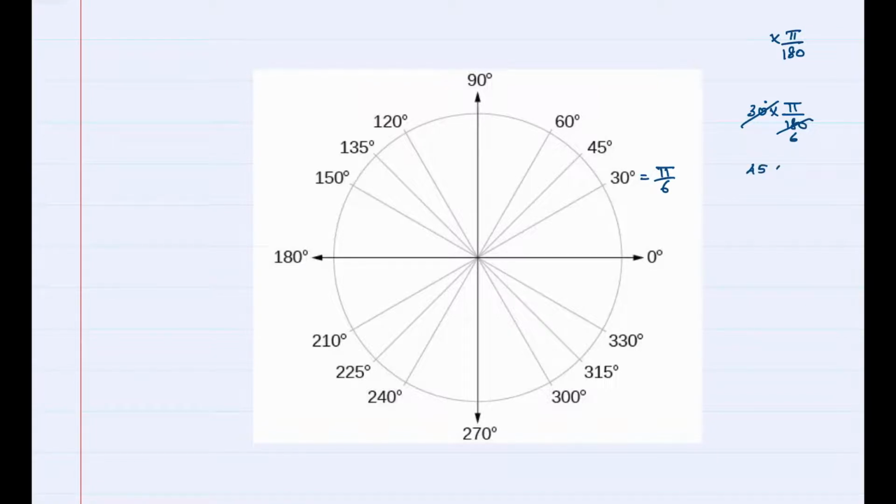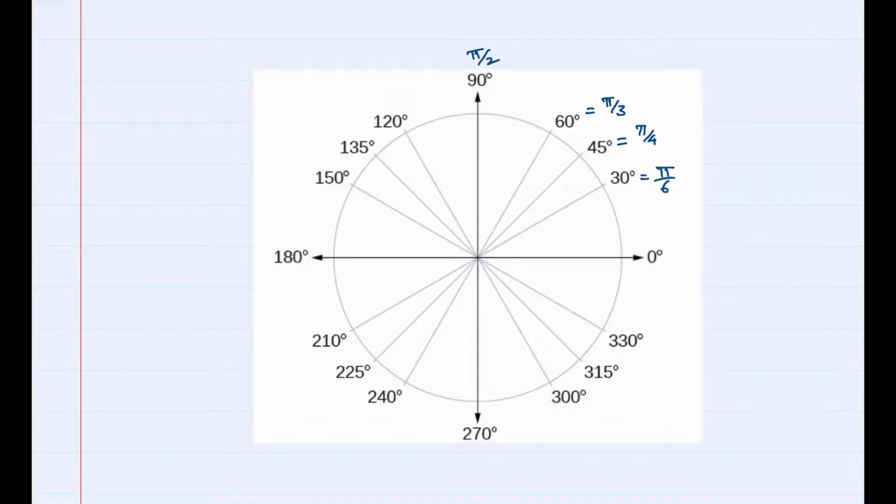Similarly, 45 degrees, to convert it into radians, multiply by pi over 180. 45 is 4 times 45... so, 45 degrees is pi by 4 radians. Similarly, 60 degrees is pi by 3 radians, and 90 degrees will be pi by 2 radians.